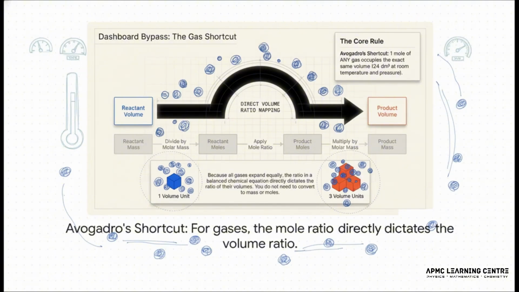Here's why it works. At the same temperature and pressure, all gases are kind of democratic. They all take up the same amount of space per mole. It doesn't matter if it's a big molecule or a tiny one. Because of that, we can completely bypass that whole mass to mole calculation we did earlier. The ratio of moles in the balanced equation is the exact same as the ratio of volumes. So if the equation says you need 2 parts of this for 1 part of that, you can literally use 2 liters of this for 1 liter of that. It's just a beautiful, elegant shortcut.